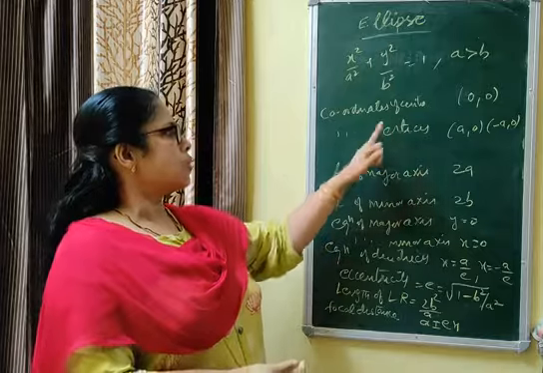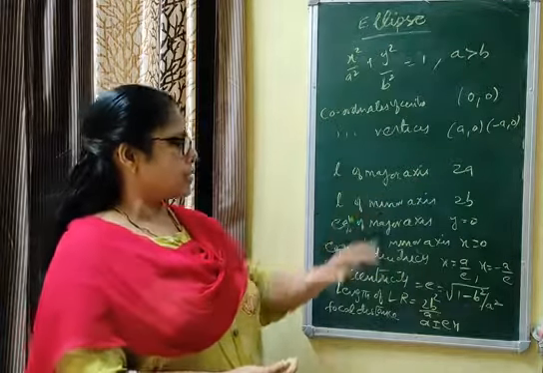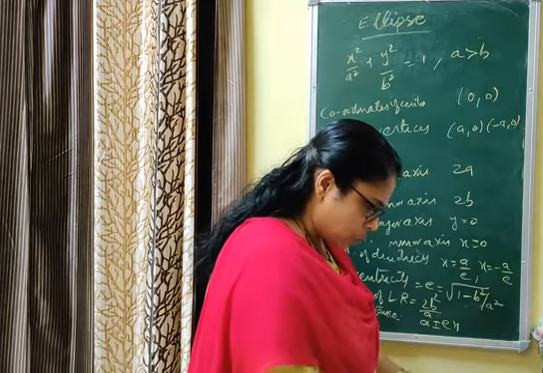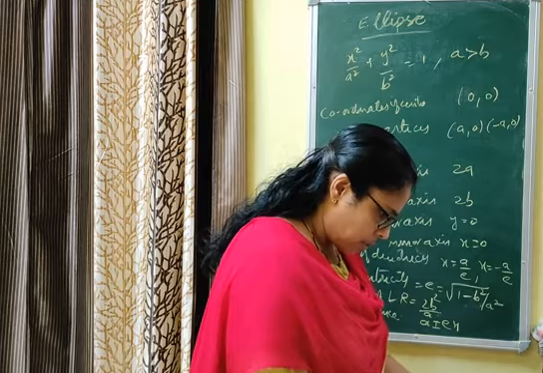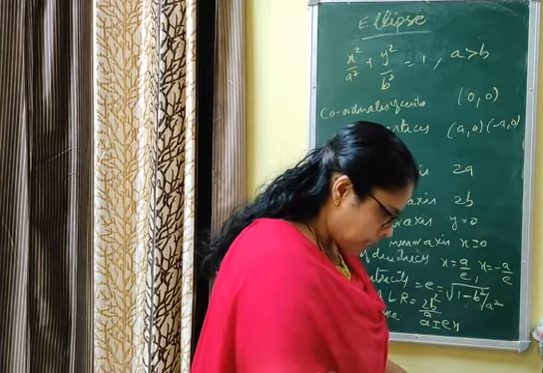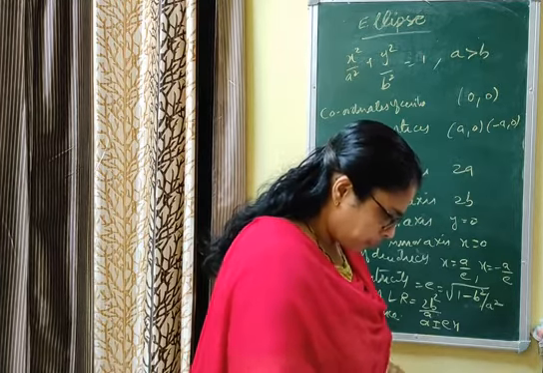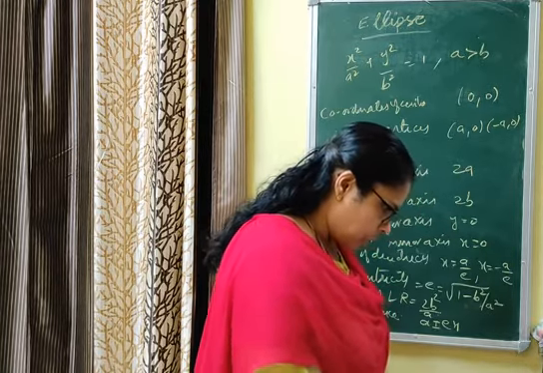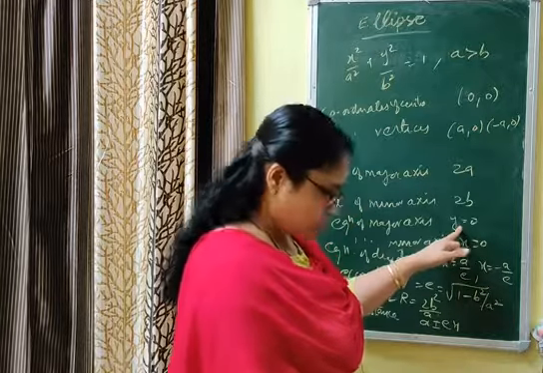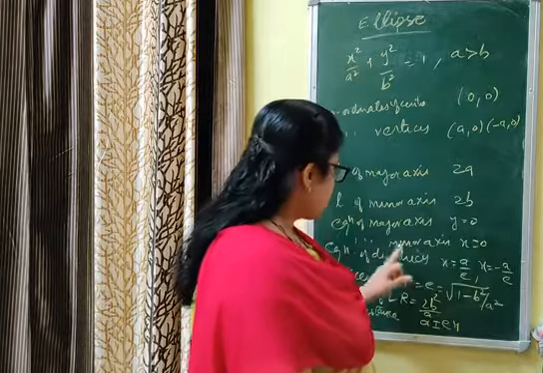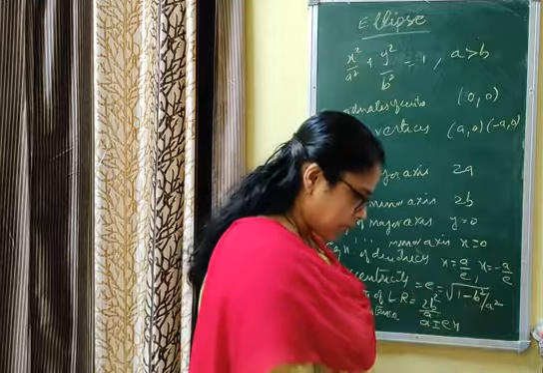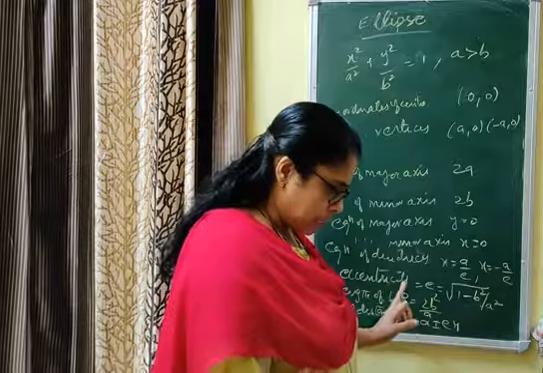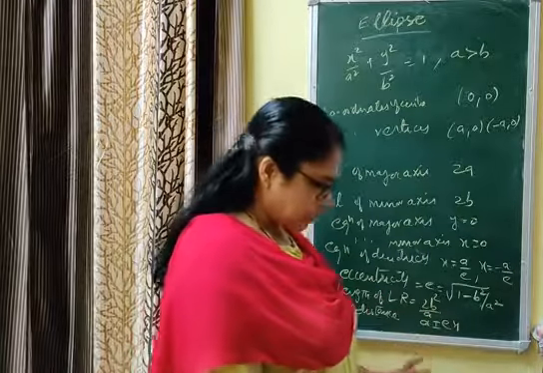Coordinates center 0, vertices plus or minus a, 0, length of major axis 2a, minor axis length of minor axis equal to 2b. Let me check once more if anything is left we have to discuss, otherwise we will wind up. And length of minor axis is 2b, and equation of major axis is y equal to 0, minor axis x equal to 0, equation of directrix is x equal to plus or minus a by e, eccentricity is under root of 1 minus b square by a square, length of latus rectum 2b square by a, focal distance a plus or minus ex.